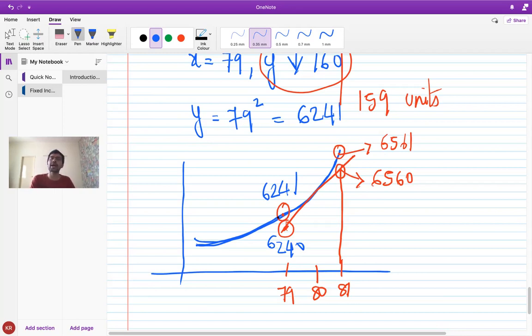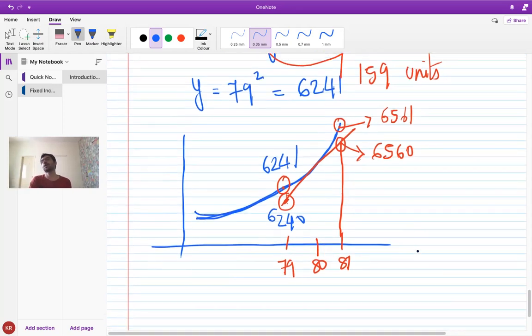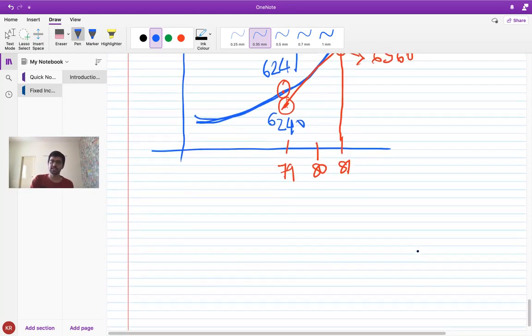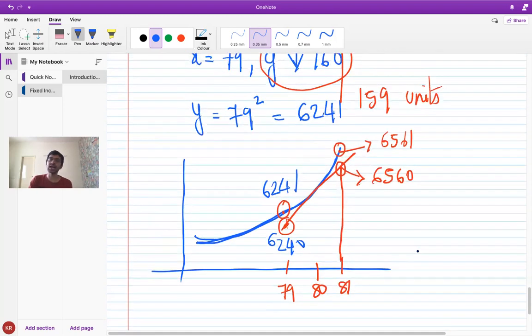There is some gap between the tangent and the curve at x equal to 79 and at x equal to 81, and therefore the slope is giving you an approximate change in y, whereas the actual y is lying above the tangent. This is what I wanted to discuss. And then finally, the last thing, and then I'll leave you guys for this video.